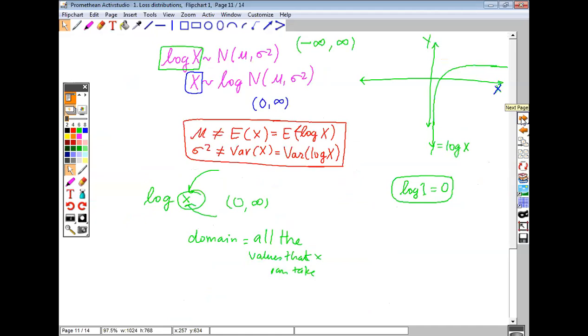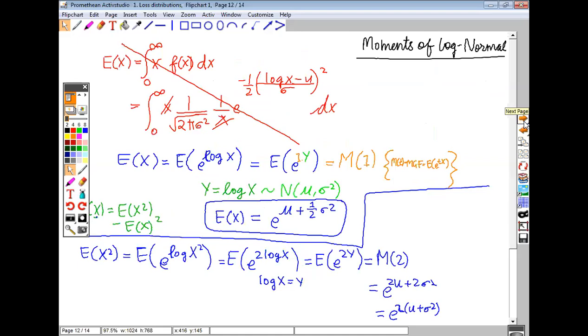And next up, we studied something about the log normal distribution, and we saw the changes in the domain of the values that log x can take and the values that x can take, where log x follows a normal distribution, but x follows a log normal distribution. And then we again had a look at how to figure out the moments of the log normal distribution.